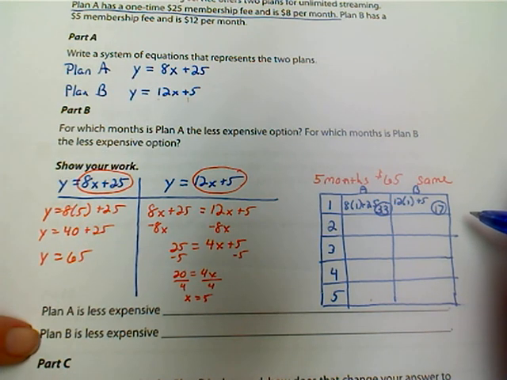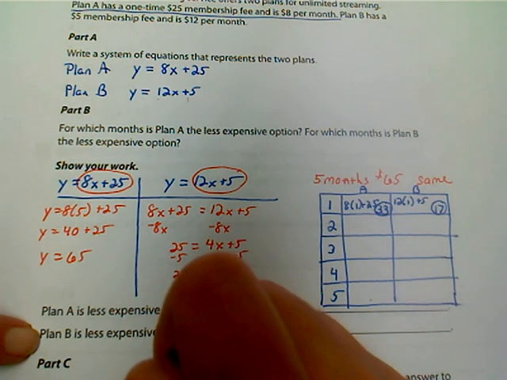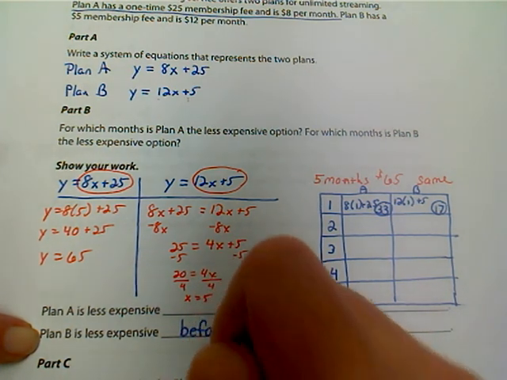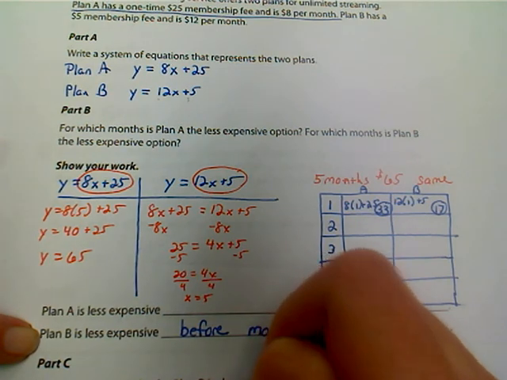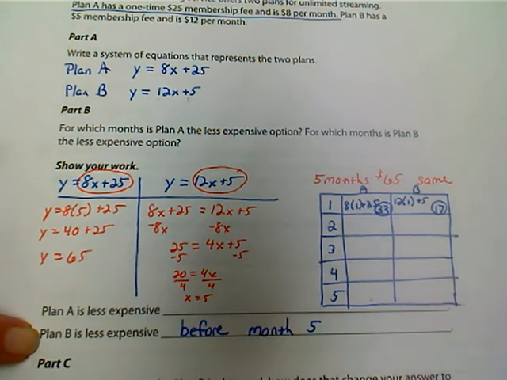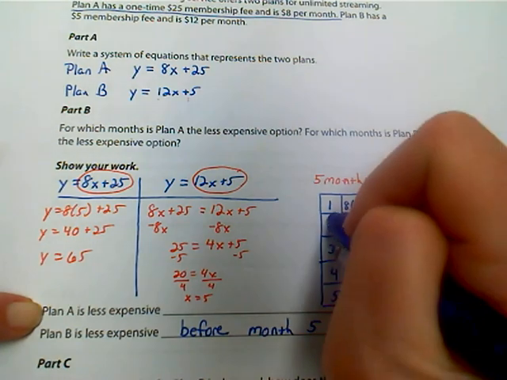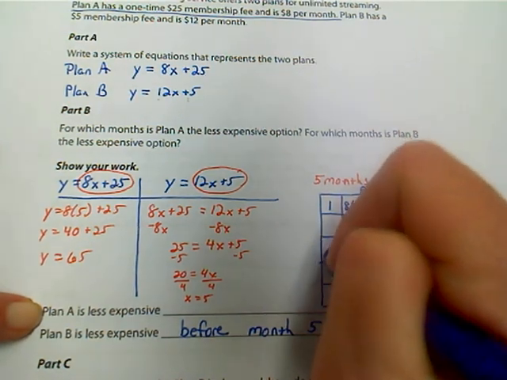So Plan B is less expensive before month 5. Plan B is less expensive before month 5. After month 5, think about your 2 graphs and they're going to cross each other. After month 5, so let's test month 6. Let's plug in 6 here.